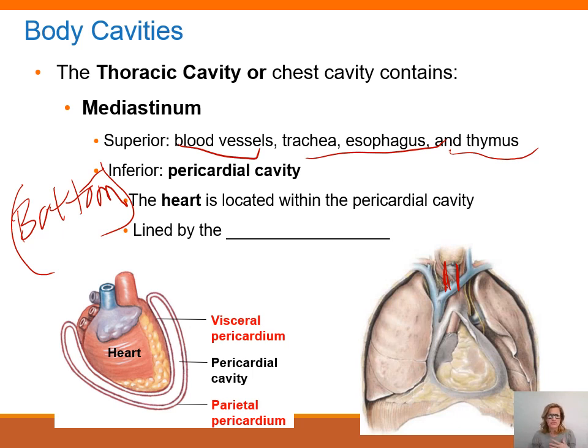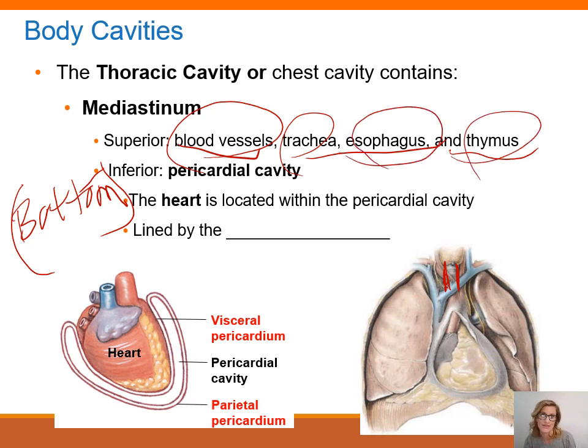So there are structures from all different body systems. We've got the cardiovascular system, the respiratory system, the digestive system, and the lymphatic system. So a lot of randomness.